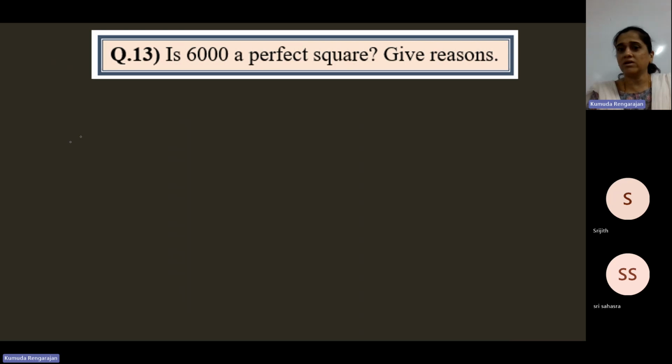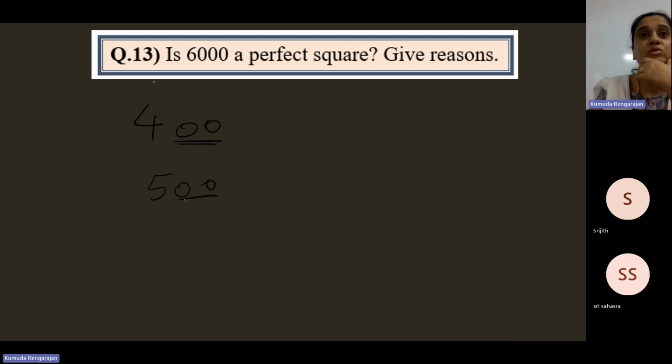It's not a perfect square. But how do you justify? Is 6,000 a perfect square? Give reasons. Every number that ends with an even number of zeros need not be a perfect square. It may or may not be a perfect square. Now 400 ends with 2 zeros, an even number of zeros. It is a perfect square. But 500 also ends with 2 zeros. But 500 is not a perfect square.